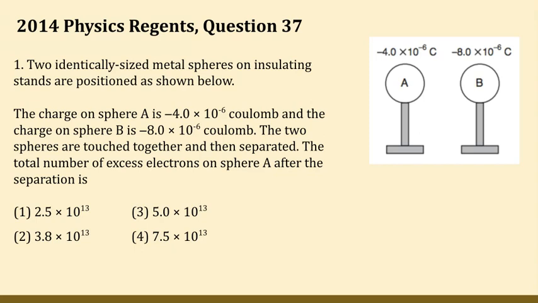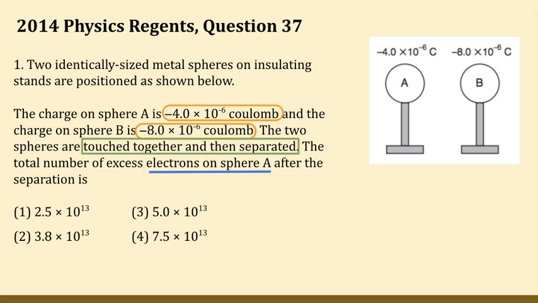So of course I'm going to start by annotating, and I'm going to circle the numbers. These are already labeled on my diagram, so that makes it easy to see. I'm underlining the unknown. Here it says the total number of excess electrons on sphere A. So that's what we're looking for. I am only underlining electrons on sphere A.